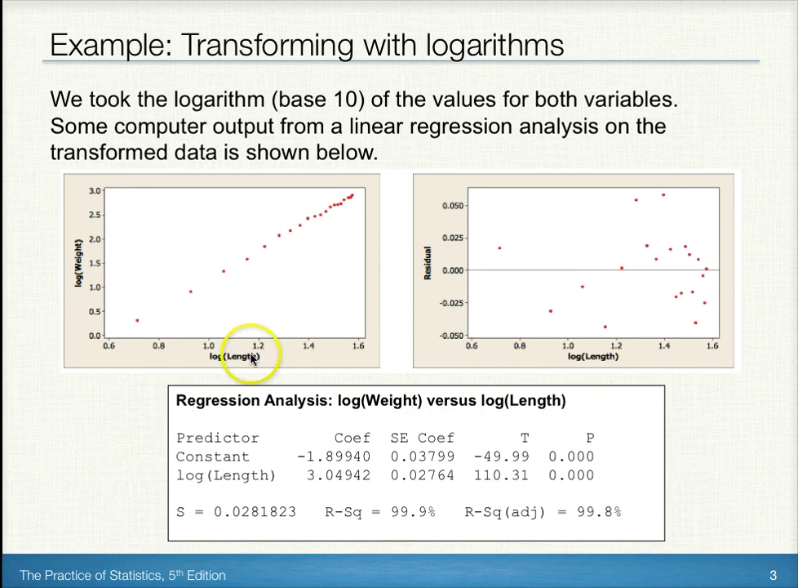So as you can see, here we have plotted the logarithm of the length versus the logarithm of the weight, and we see a fairly linear pattern. We also plotted the residuals, and we see no real pattern, fairly random scatter, and then we have our regression analysis output for Minitab.